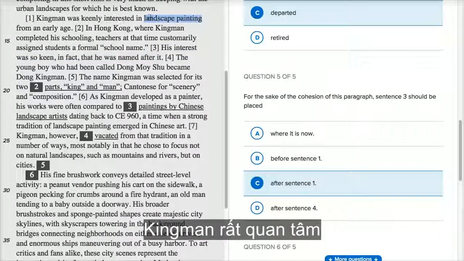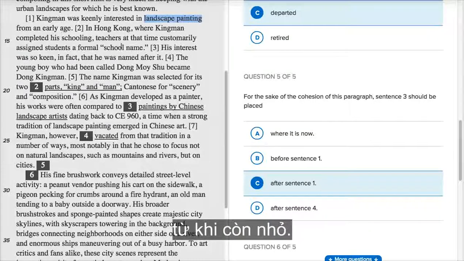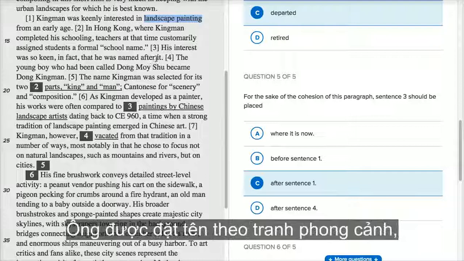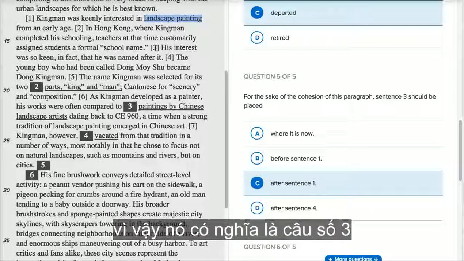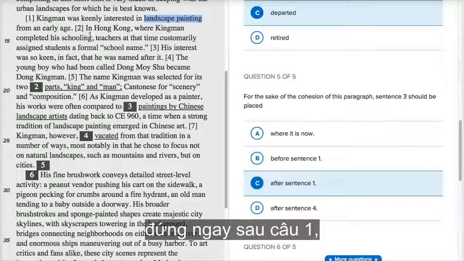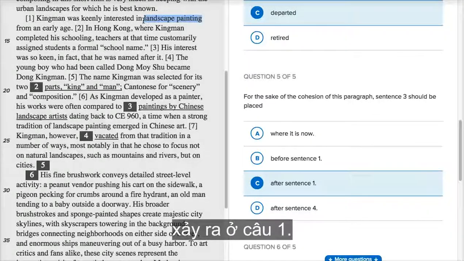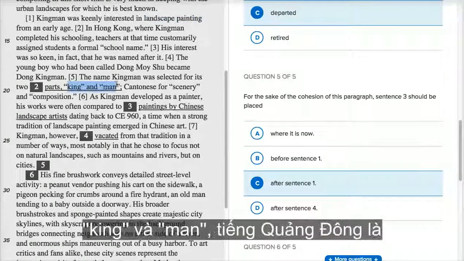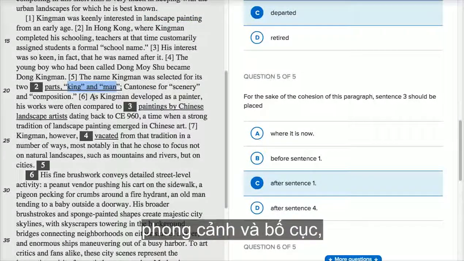Kingman was keenly interested in landscape painting from an early age. His interest was so keen, in fact, that he was named after it. He was named after landscape painting. So it makes sense that sentence 3 comes right after sentence 1. It's referring to what happened in sentence 1. And it clarifies later on that he was named literally after landscape painting. King and man, Cantonese for scenery and composition, landscape painting.